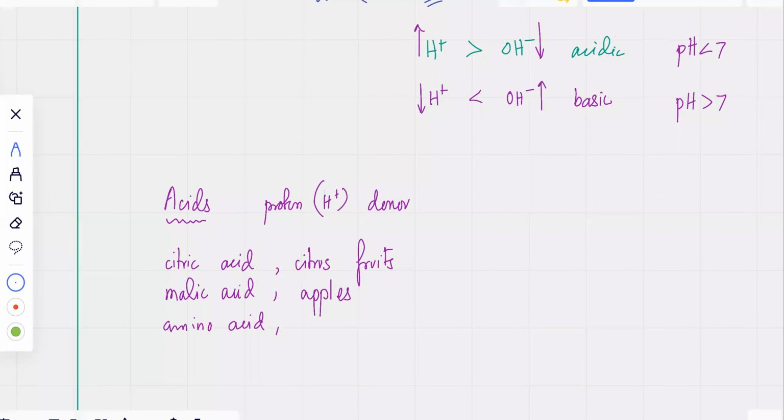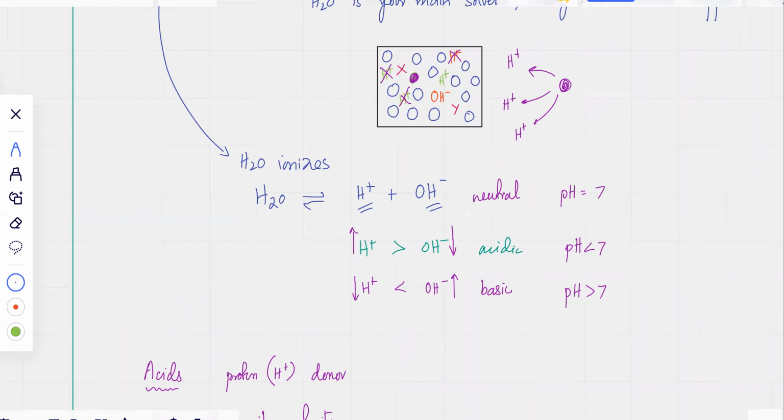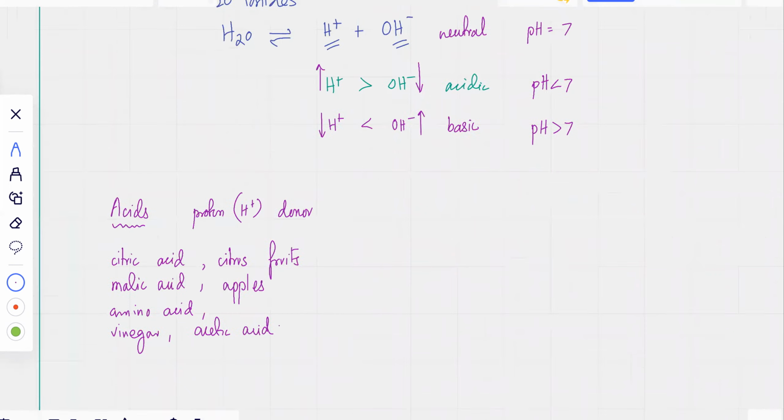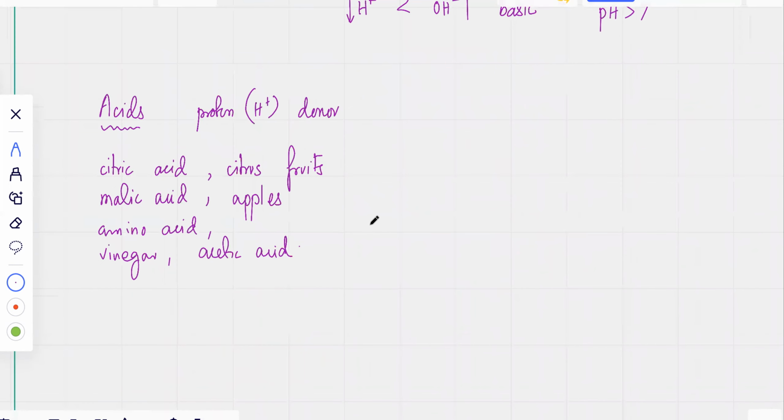What other acids? There's vinegar in your house, that's also an acid, known as acetic acid. So you have these acids in your homes. They're everywhere around you. You add acid to water, the quantity of H+ ions would go up because the molecule would start releasing H+ ions. So you have all sorts of acids around you.